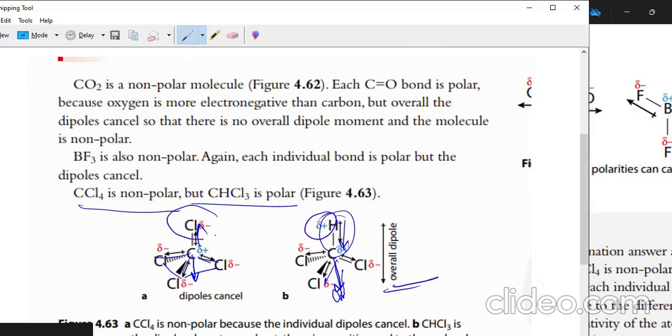And here, look, H is positive and C is negative. With respect to H, C is negative. It's more electronegative than hydrogen. But in C-Cl, Cl is more electronegative, so the arrow is pointing downwards. So you should know this also, which is more electronegative, and where the arrow is pointing.